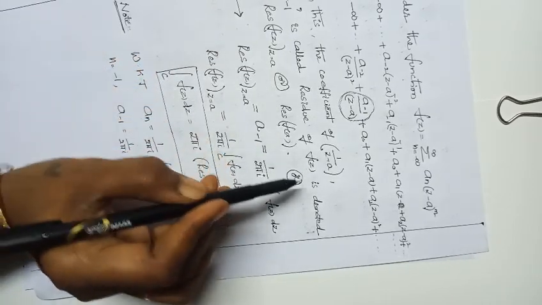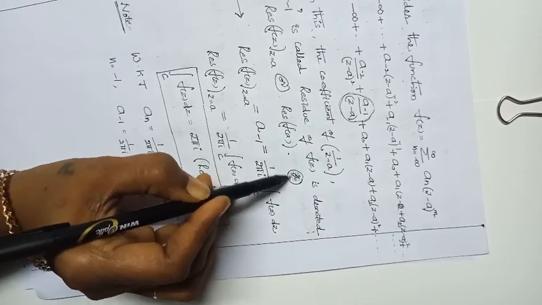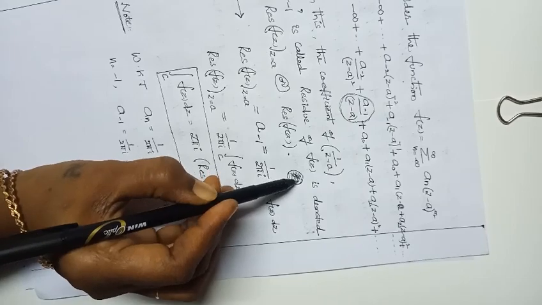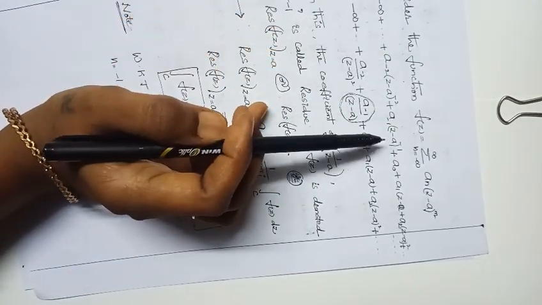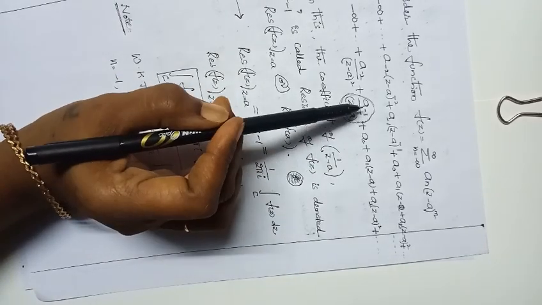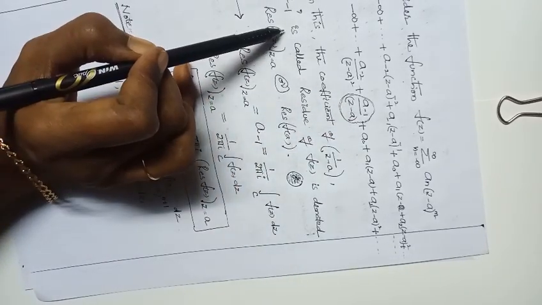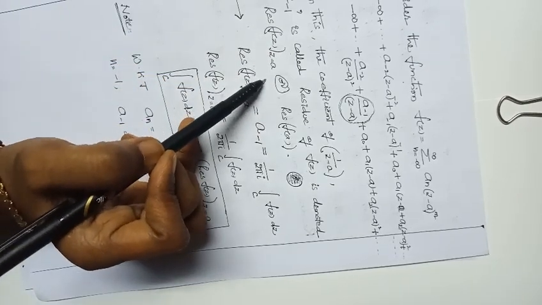So this is the main definition of the residue of the function f of z. Once again, the function can be expanded like this. In this expansion, the coefficient of 1 by z minus a is a minus 1, that is called the residue of f of z at z equals a.